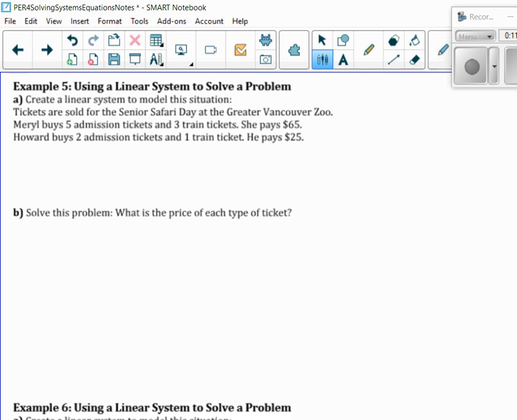So what am I going to actually make the variable then? So we're going to let A equal what? Don't say admission ticket. Is it the number of admission tickets? The price of the admission tickets?